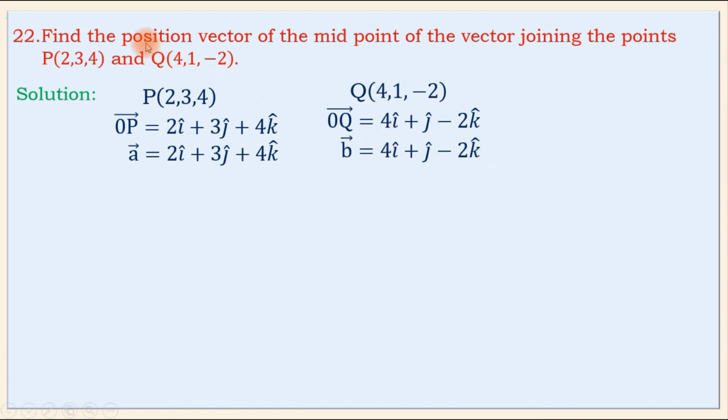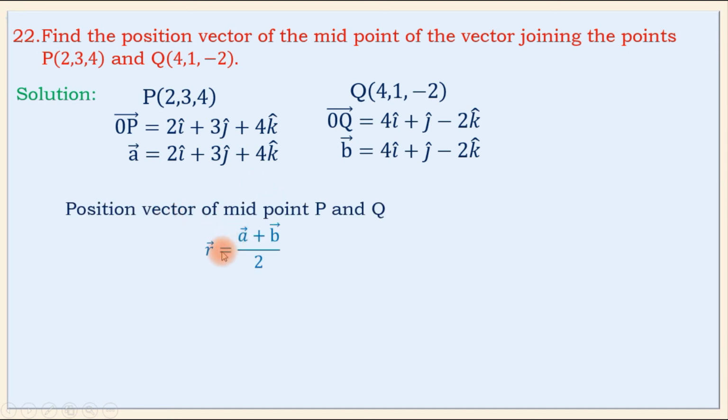Now we have the position vector of the midpoint of the vector joining the points P and Q, that is r vector equals (a vector plus b vector) divided by 2. So that becomes (6i cap plus 4j cap plus 2k cap) divided by 2, that is 3i cap plus 2j cap plus k cap.